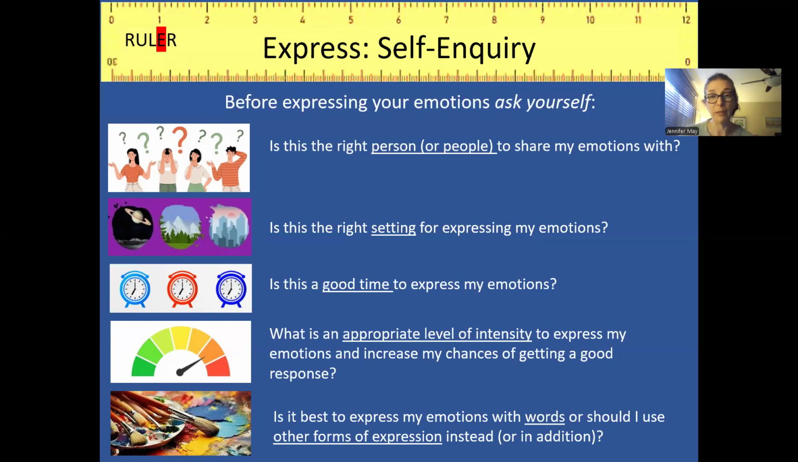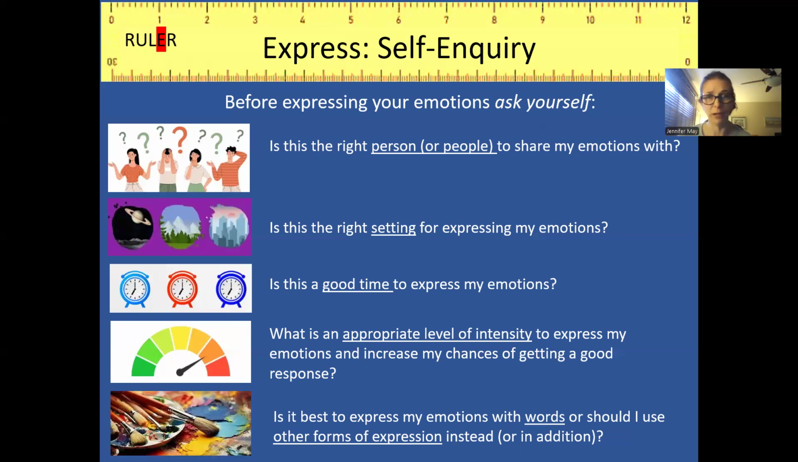Is this the right person or people to share my emotions with? Considering who you want to share your emotions with, or the experience surrounding them, is important. Is this person going to validate me? Are they more likely to be understanding, or more likely to be critical? What's been my experience with this person in the past, sharing emotions, if any? Have I seen them respond well to other people, which might give me a clue of how they might respond to me? So, selecting the right kind of person is good.